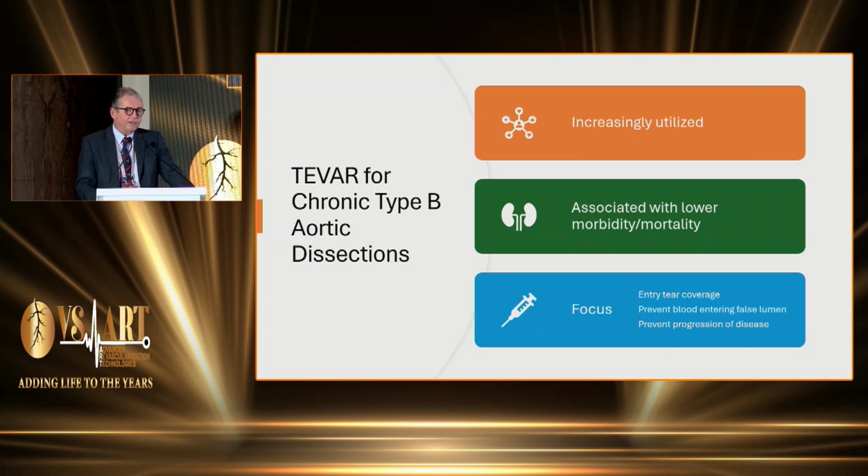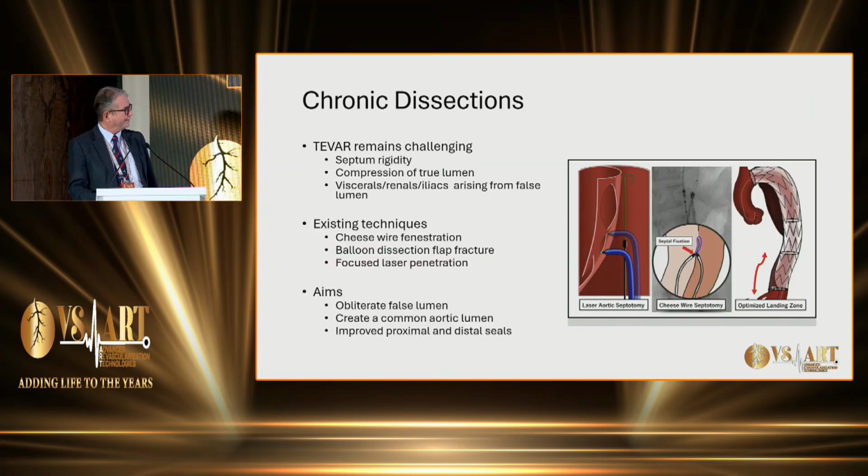Now, TEVAR is often used and probably more frequently used nowadays than open repair for these patients. It's associated with a lower morbidity and a lower mortality. The idea of TEVAR is to cover the entry hole that has caused the dissection and to prevent the blood entering the false lumen lower down, and hopefully to prevent progression of the disease. But quite often there isn't only just an entry tear, there's tears further down that keep the lumen open.